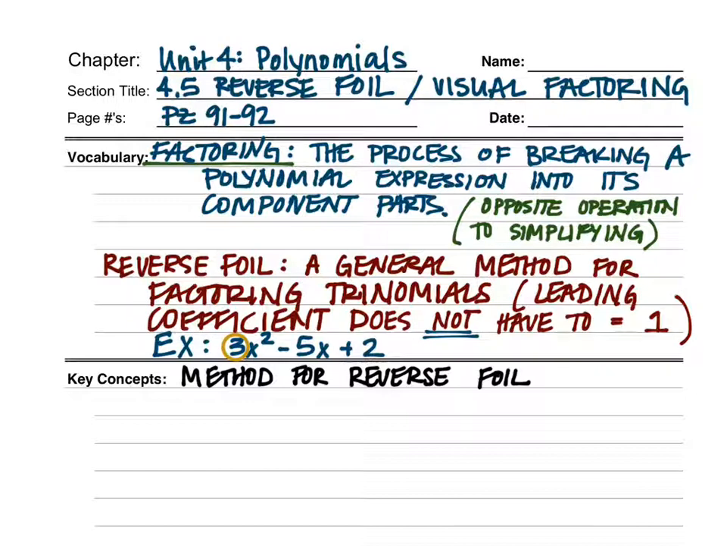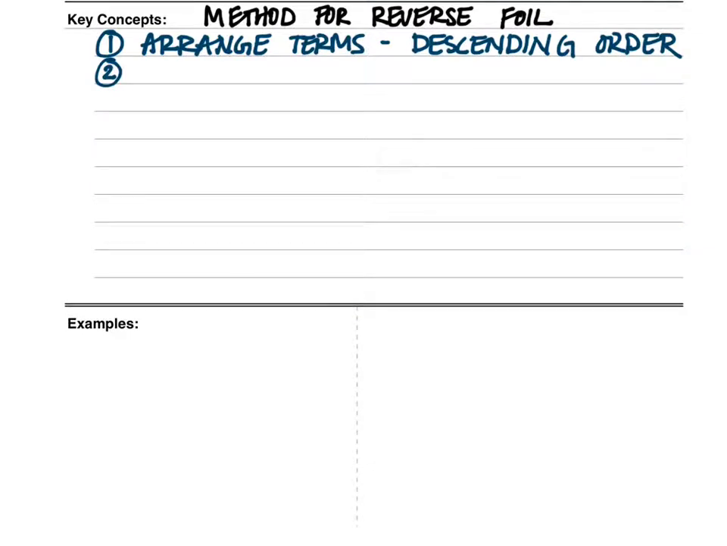Okay, let's go step by step. Step 1 in this method is, as always, to arrange the terms in descending exponential order. We do this in alphabetical and descending order. In many of the situations that we've been discussing, and so far I believe all of the situations, we have not had to rearrange this. But it is important to know that we need this to be the case.